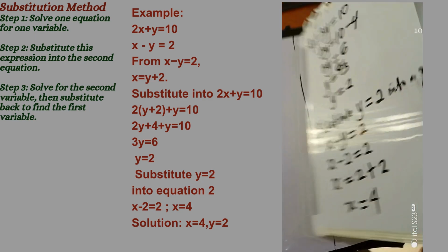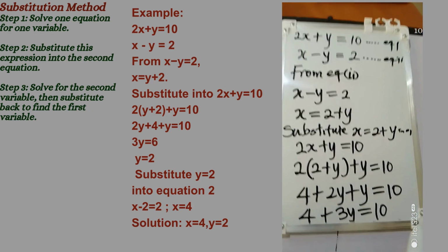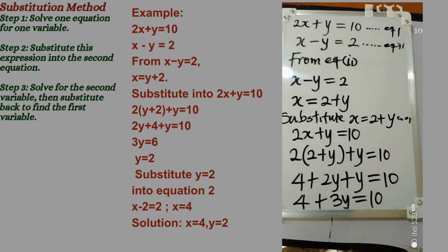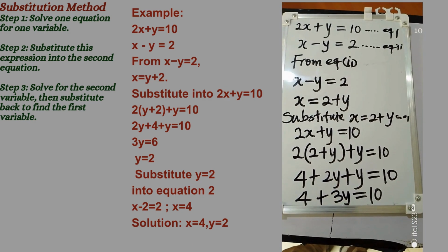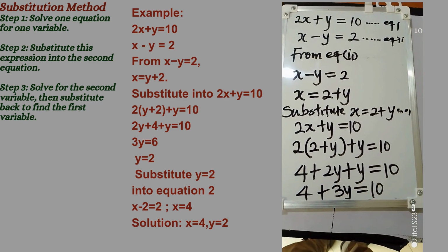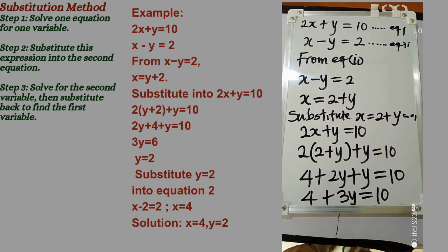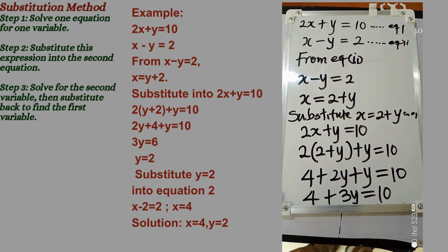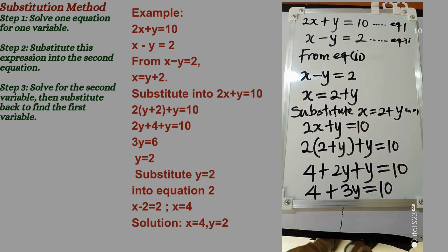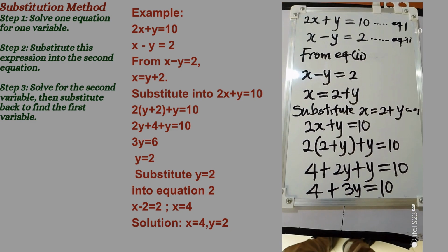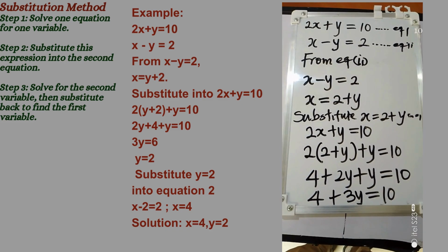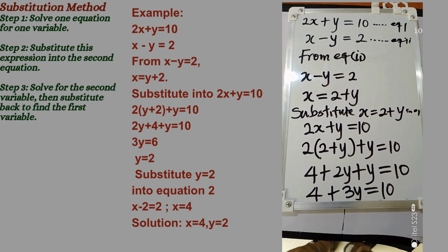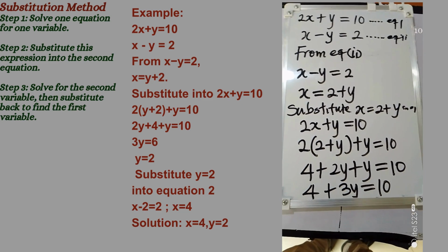Let me show you from the beginning. So from the beginning, you can see we have 2x plus y equals 10, then x minus y equals 2, equations 1 and 2. Then from equation 2, I have x minus y equals 2. Then you substitute x equals 2 plus y into equation 1.